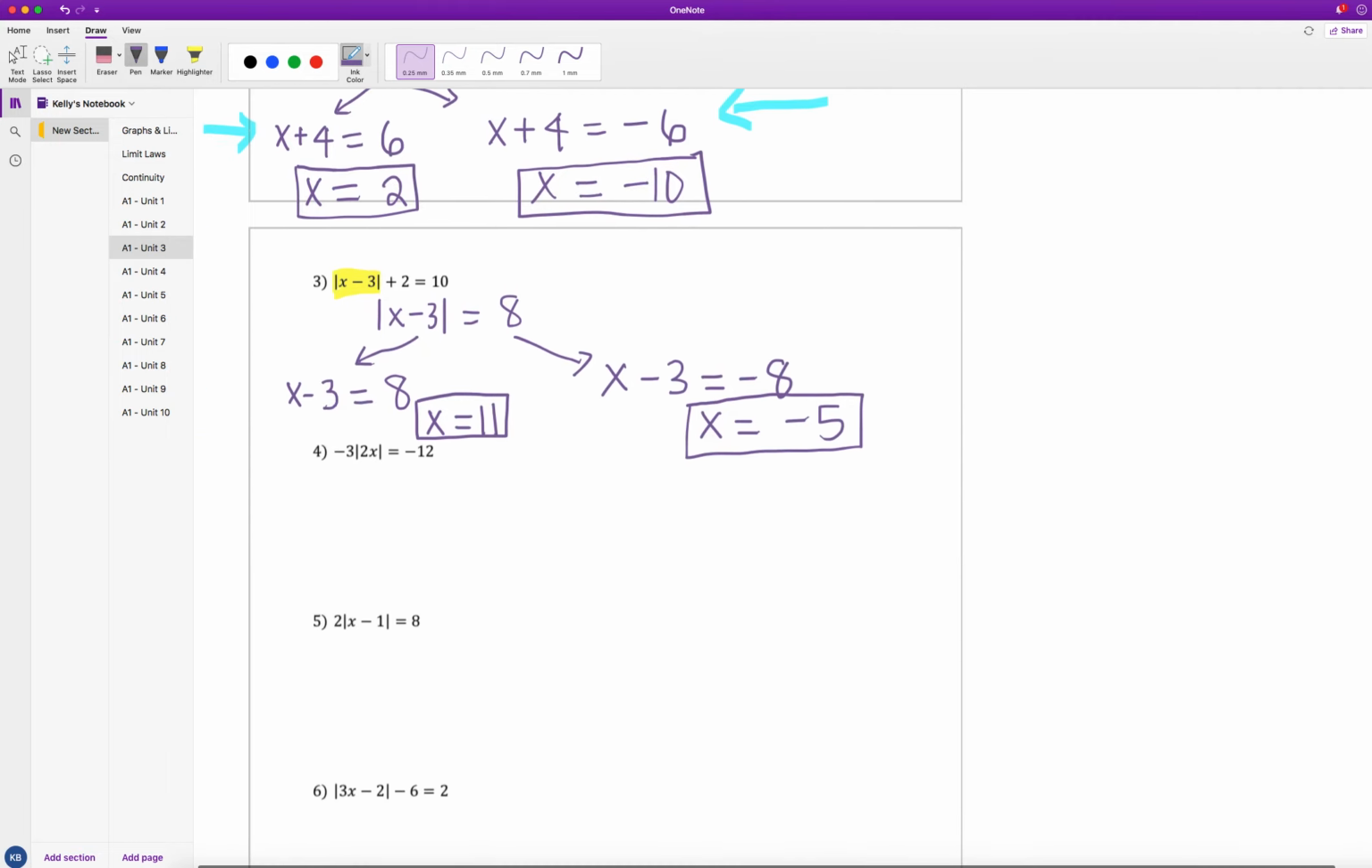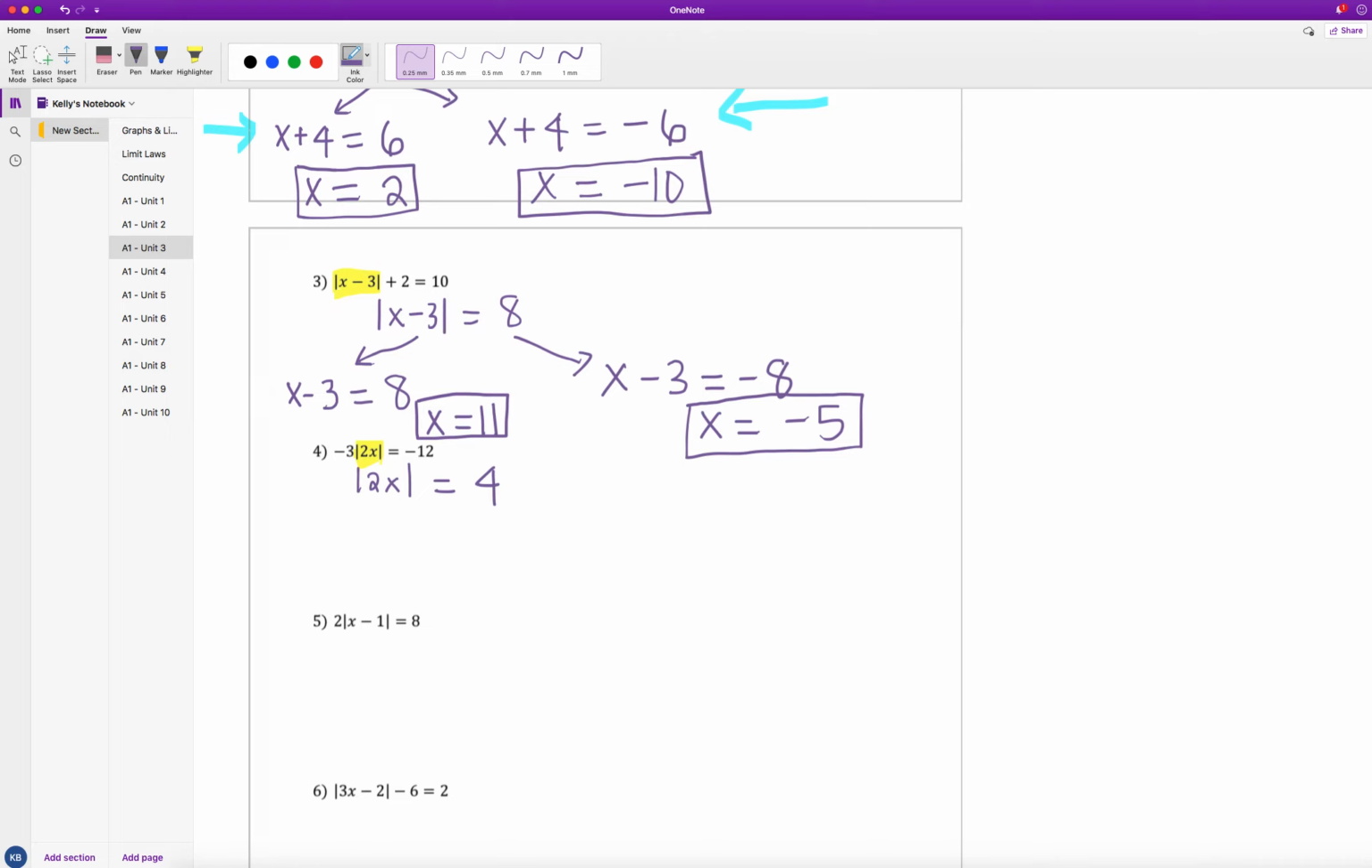Okay, let's look at example 4. Is the absolute value piece isolated? Why don't you guys pause the video and decide if that absolute value piece is isolated. So in this example, it's a little trickier to tell. So the absolute value piece, I'm going to highlight it in yellow, is the absolute value of 2x. So that -3 is something extra, so I do need to go ahead and first move that -3 to the other side by dividing. So I have the absolute value of 2x will now equal positive 4, because -12 divided by -3 is equal to positive 4.